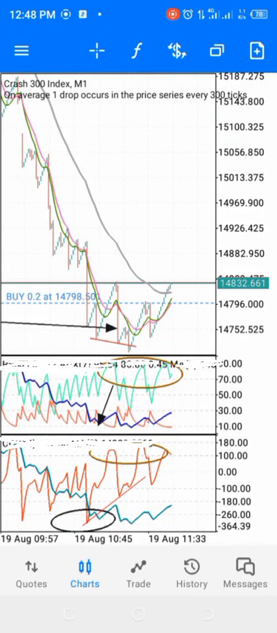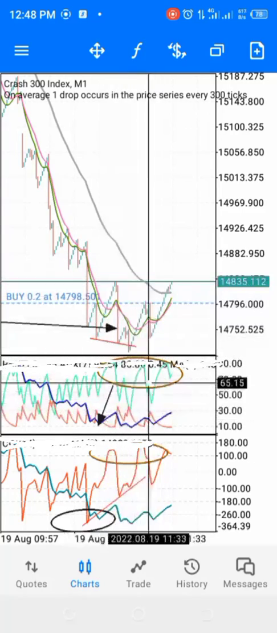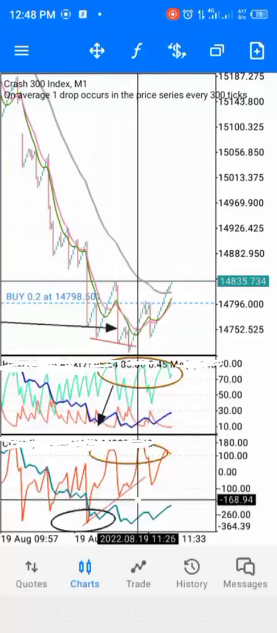Hello, ladies and gentlemen. My name is Jakes, and this is the best Crash 300 and Boom 300 strategy I just created. Now, looking at my screen, we have the main window, indicator window one, and indicator window two.